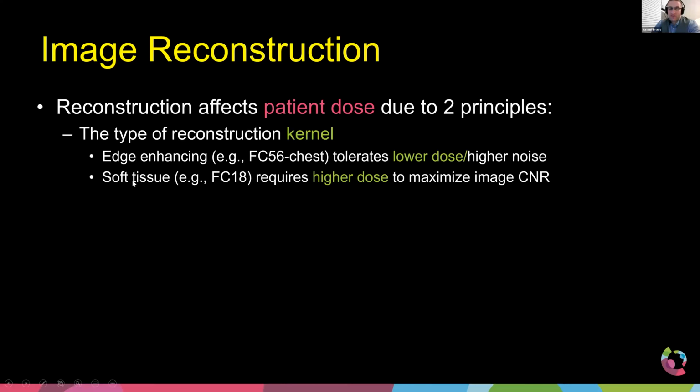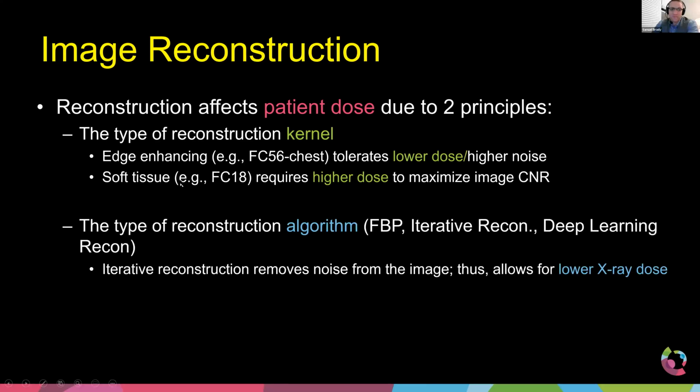Now, if we're looking at really soft tissue, low contrast objects, then image noise is going to be a really big issue. And so we need to maximize the contrast to noise ratio. And therefore, we typically need to use more radiation when we use some of these soft tissue enhancing reconstruction kernels.